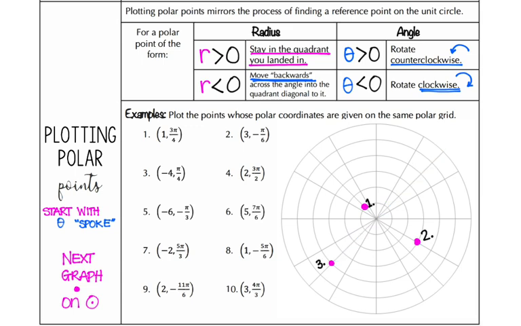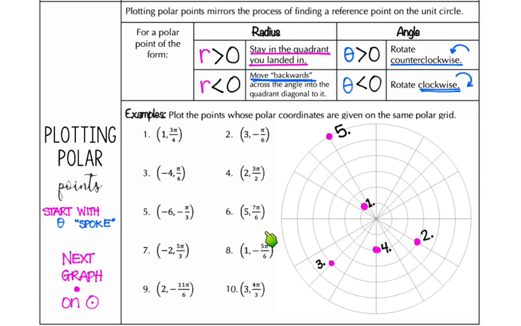For point number 4, we identify 3 pi over 2, walk out 2, there it is. For point 5, we find negative pi over 3. There it is. Again, we counted backwards for negative pi over 3, and then we walk backwards because it says negative 6, and we put a point at negative 6. We counted out 6 radii, and there it is.